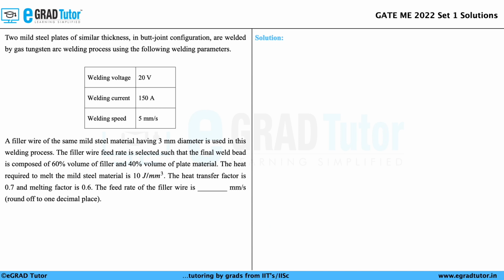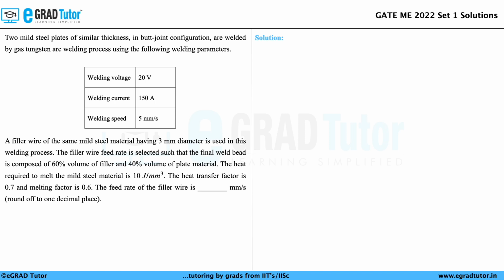Two mild steel plates of similar thickness in butt joint configuration are welded by gas tungsten arc welding process using the following welding parameters. Welding voltage 20 volts, welding current 150 amperes, welding speed 5 mm per second. A filler wire of the same mild steel material having 3 mm diameter is used in this welding process.